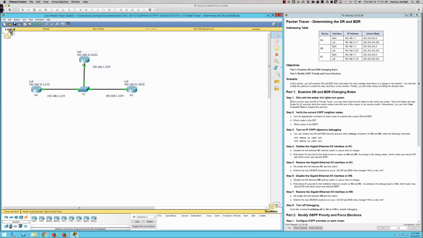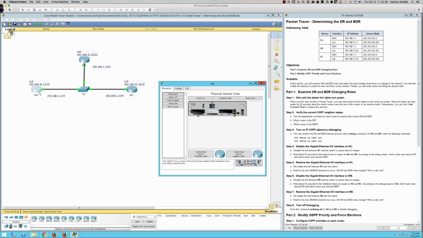Now, very important here, it says wait till the amber link lights turn green. Now, we've got the 50 seconds for the switches to come up. We can click fast forward, but we're not going to do that because our links are already green. So now we're going to verify the current OSPF neighbor states. So use the appropriate command on each router to examine the current DR and BDR.